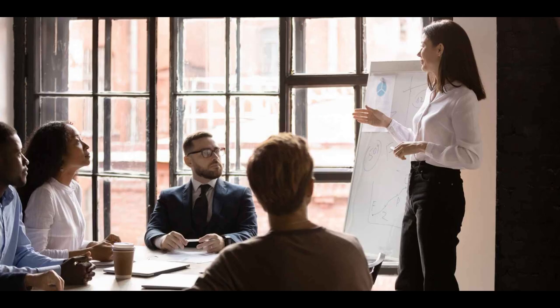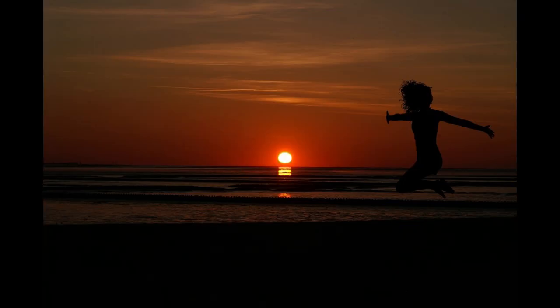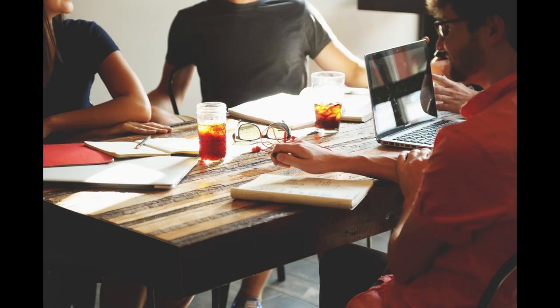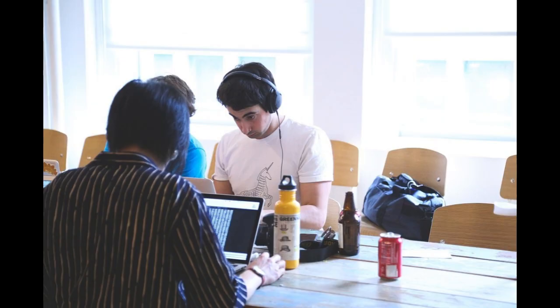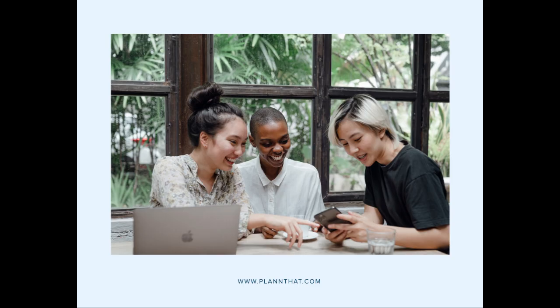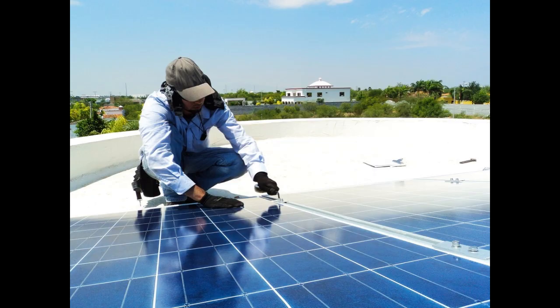Step 5. Obtain licenses, permits, and certifications. Find out which legal requirements apply in your area by asking AI, "What licenses and permits are required to start a solar panel installation business in your city or state?" Ensuring compliance with local regulations is critical before you start operations.